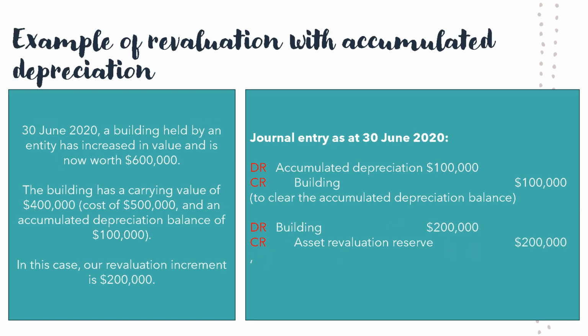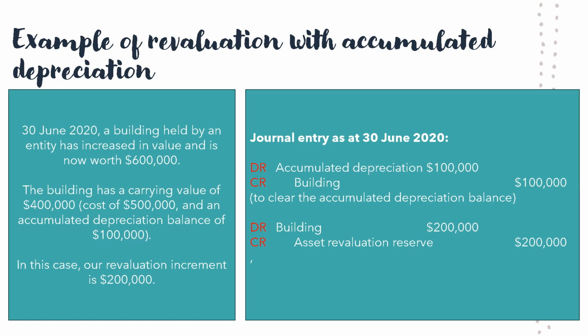So now let's complicate the calculation slightly and assume that we are now dealing with a depreciating asset. Let's say a building. In this case, our building had a cost of $500,000 and has an accumulated depreciation balance of $100,000, which therefore means that the carrying value of our building is $400,000. In this case, before we can post our revaluation adjusting journal, we need to first write off the accumulated depreciation account balance against the building account. This will then bring the balance in the building account down to $400,000.